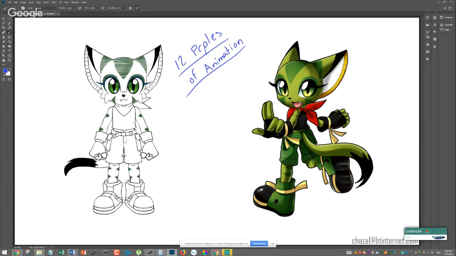Anyway, in the 12 principles of animation, there's a mistake that most people make, and I don't remember how they call it. I believe mirroring. This is when you repeat exactly the same drawing on the other side. What this principle says is that you should look for asymmetry.